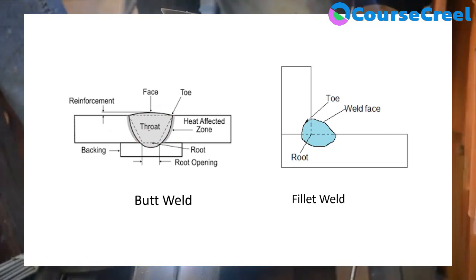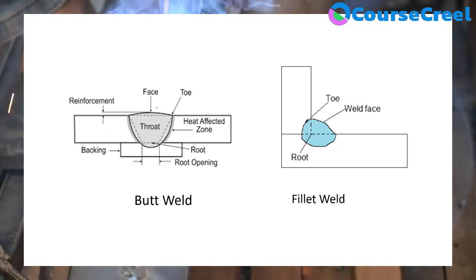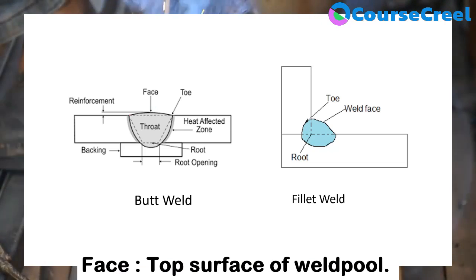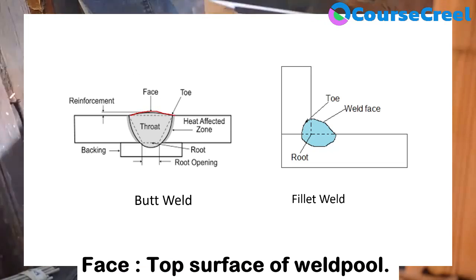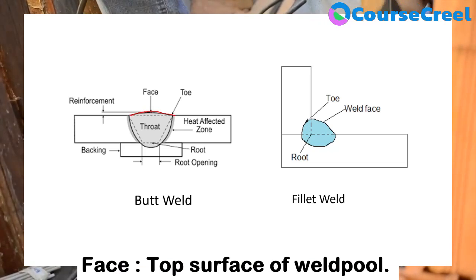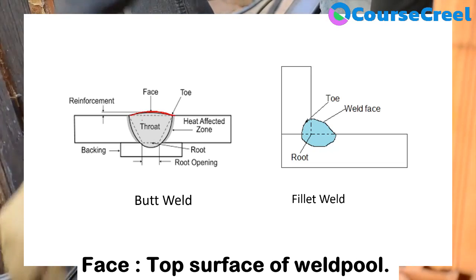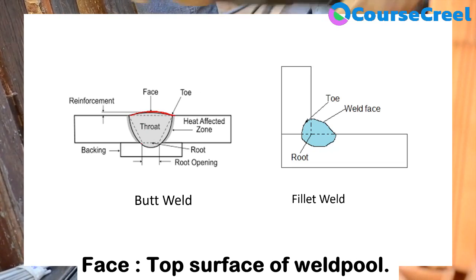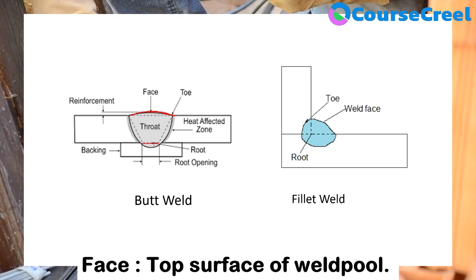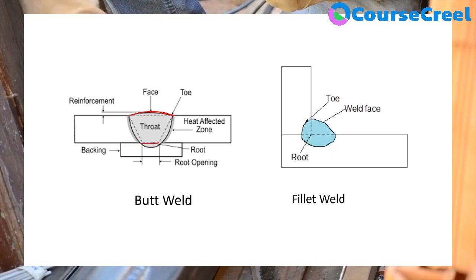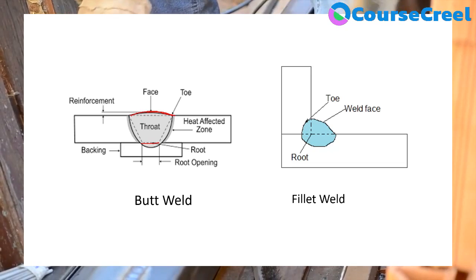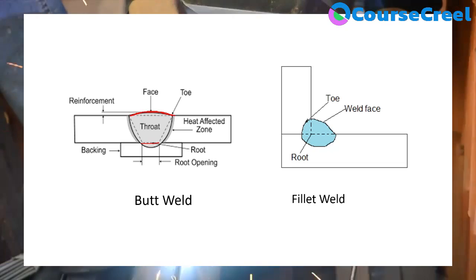Now the next term you can see is face. Face is defined as the upper surface of the weld pool, or the upper surface of the filler material after filling, and the root is the bottom surface. Root we can define as the point at which the two pieces to be joined by welding are nearest, and the face is the topmost surface.